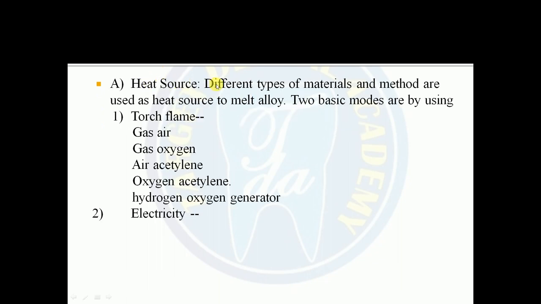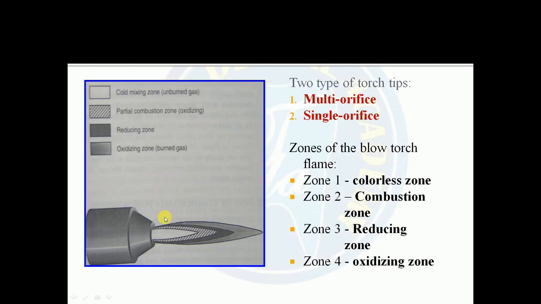Heat source. In this, different types of methods are used. Two basic methods are torch flame and electricity. In torch flame, you are using gas-air, gas-oxygen, air-acetylene, oxygen-acetylene, and hydrogen-oxygen generator. Second is electricity. There are two types of torch tips, that is the multi orifice and the single orifice.